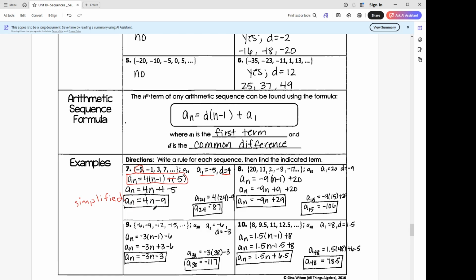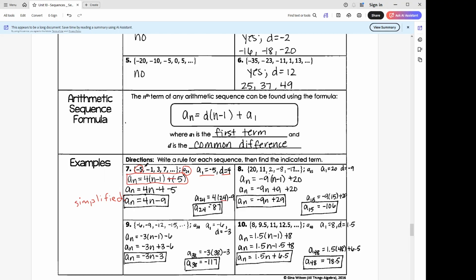Okay, so once you plug in and find what the formula is, then you can find whatever the indicated term is. So for example, here, they wanted you to find the 24th term. A sub 24 means what is the 24th term? Thanks to the formula, all you have to do then is plug in 24 into it. So 4 times 24 minus 9, that's what this here is showing. And when you simplify this, you get 87.